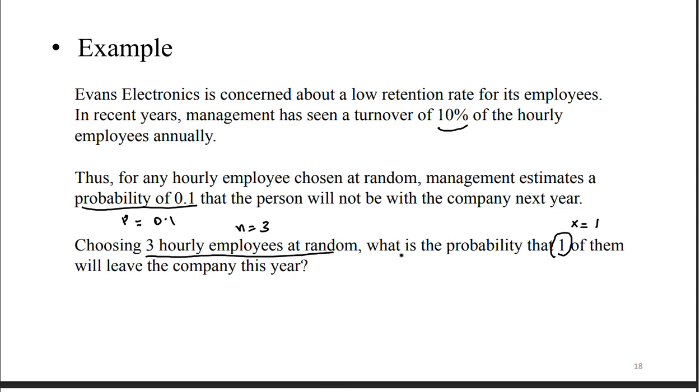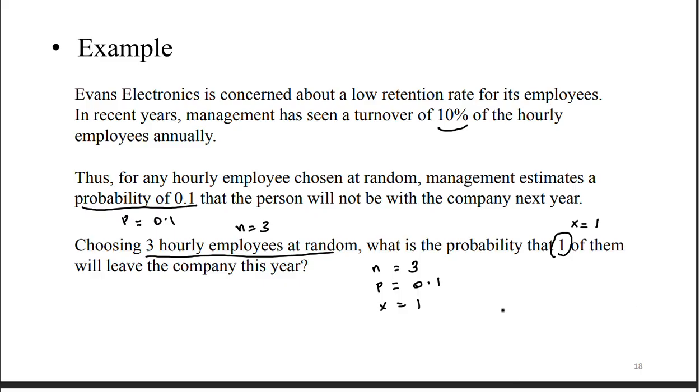Quick tip, for all binomial probability distributions, we always give you three numbers in the question: the number of participants, the probability of success for each participant, and the number of successes. In this example, we have 3 individuals chosen at random. The chance that a person will leave the company next year, for the entire company, is 0.1. And the question is, what is the probability that out of the 3 individuals, one of them will leave the company?